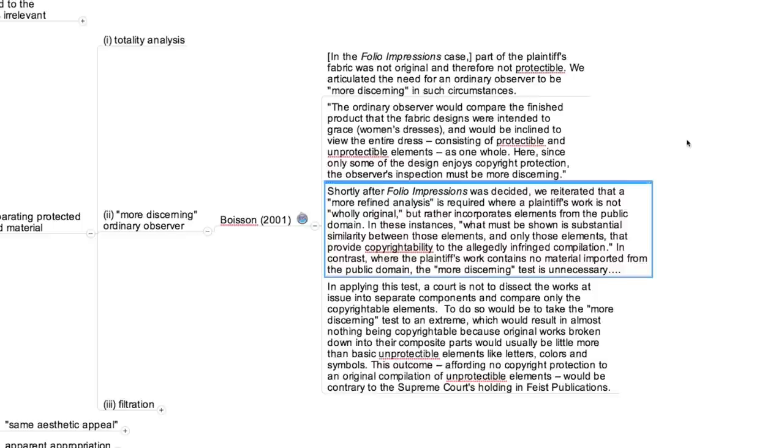In applying this test, a court is not to dissect the works at issue into separate components and compare only the copyrightable elements. To do so would be to take the more discerning test to an extreme, which would result in almost nothing being copyrightable because original works broken down into their composite parts would usually be little more than basic unprotectable elements like letters, colors, and symbols. This outcome, affording no copyright protection to an original compilation of unprotectable elements, would be contrary to the Supreme Court's holding in Feist Publications.